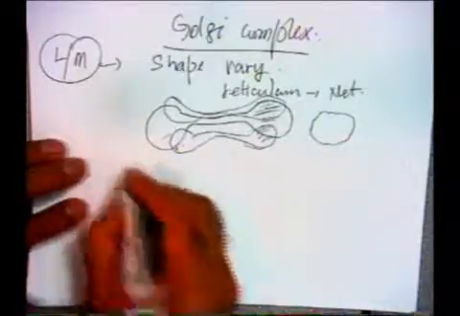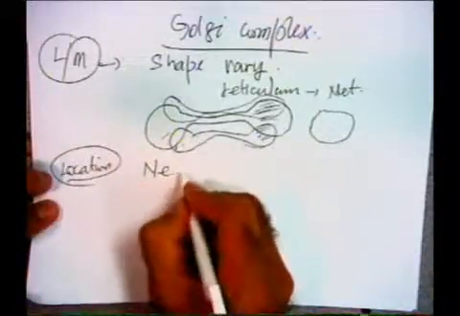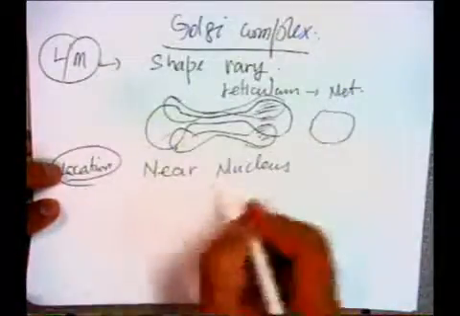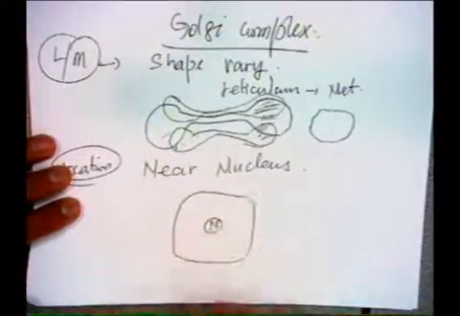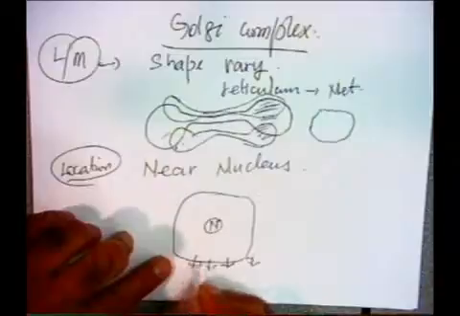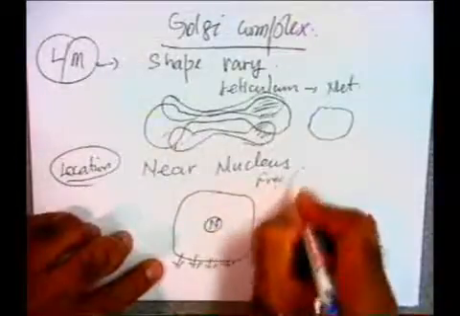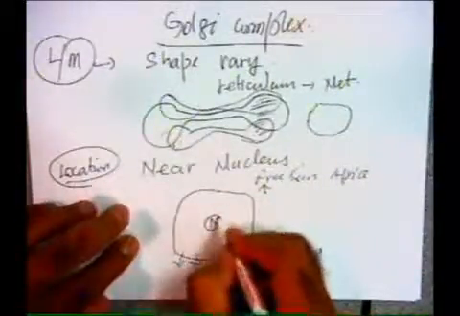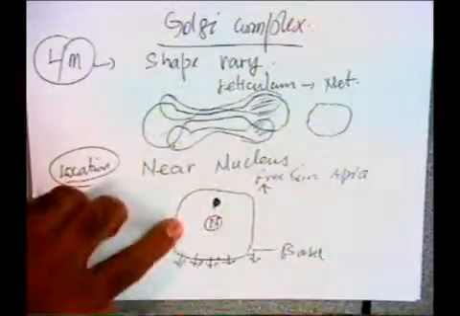The Golgi is present near the nucleus, on the apical end of the nucleus. What is the apical end of the nucleus? I'll draw a cell now, and this is the nucleus. This is the basal side, probably attached to another tissue. This is the apical or free surface, the top of the cell. The Golgi is present not here, but over here, at the top.